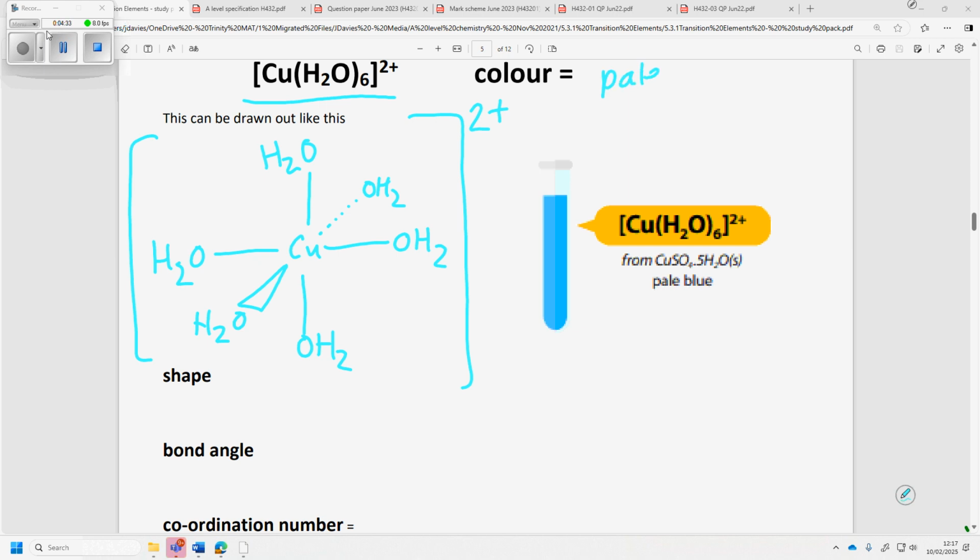Colour. This complex is pale blue. As many of you are already aware, this is the part of the syllabus where you have to memorise some colours. Pale blue is the copper hexa-aqua ion. The bond angle. The angle between all of the bonds is 90 degrees. The coordination number, I'm not counting the ligands, I'm counting the number of coordinate bonds. 6. This shape. Octahedral.